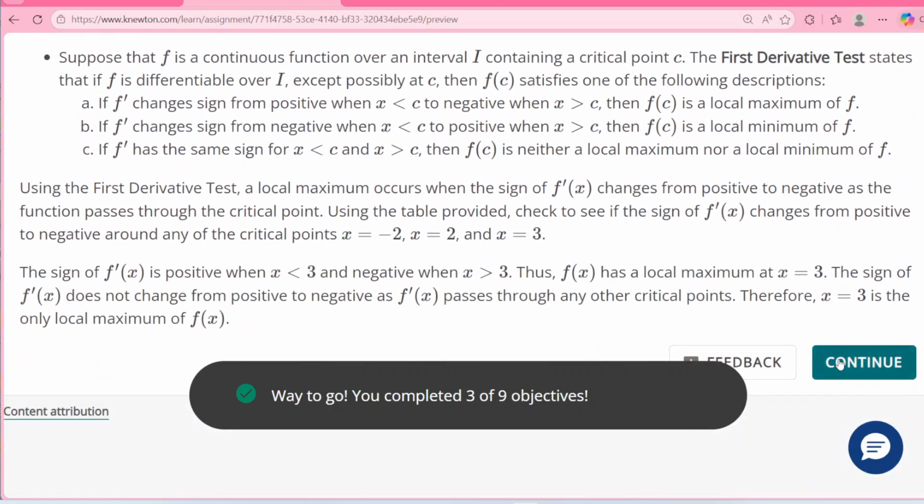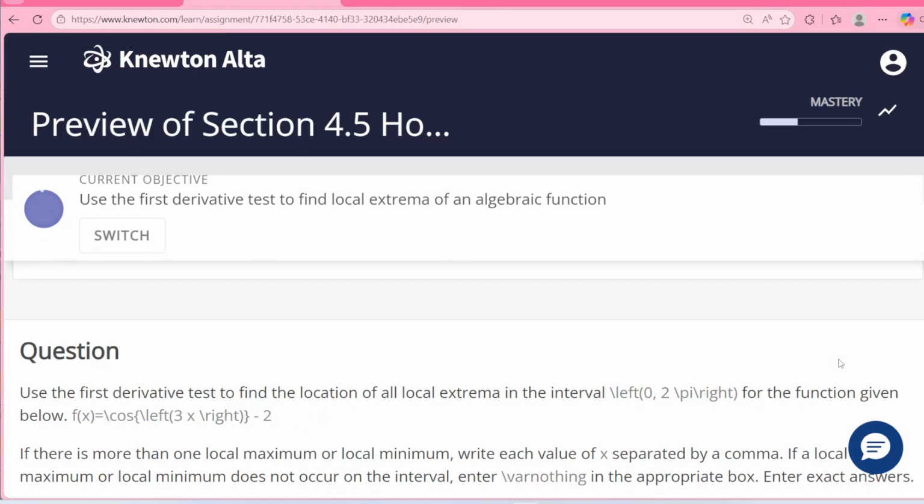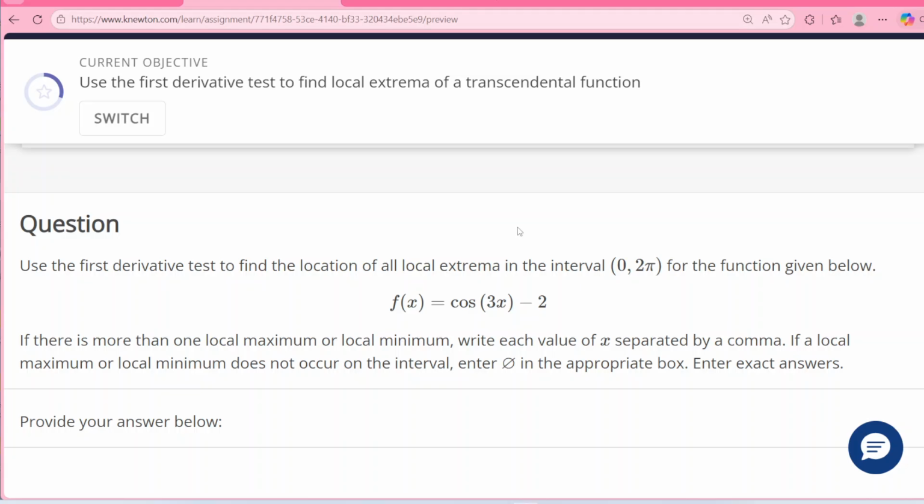Right. And then we have one more objective here today on first derivative tests with those transcendental functions. Again, they give us a specific interval to look over, just the interval from 0 to 2 pi here. Because when you're looking at cosine, remember cosine and sine are waves. They're constantly going up and down as you go from left to right. So loads of local maxes and mins. We're only asked to find the ones between 0 and 2 pi.